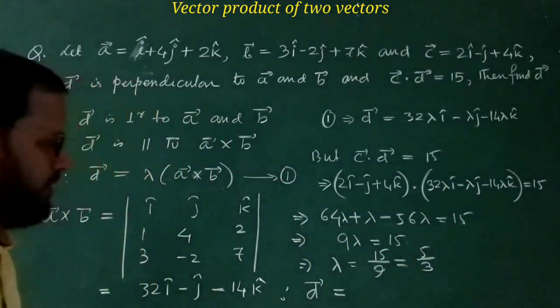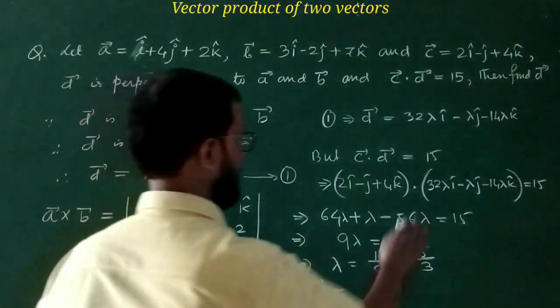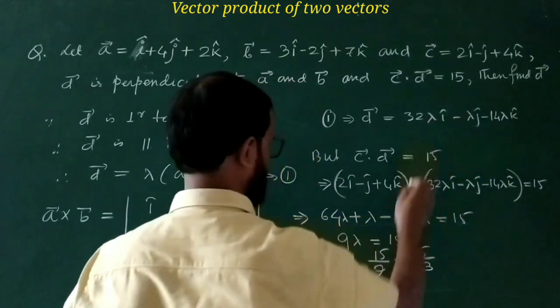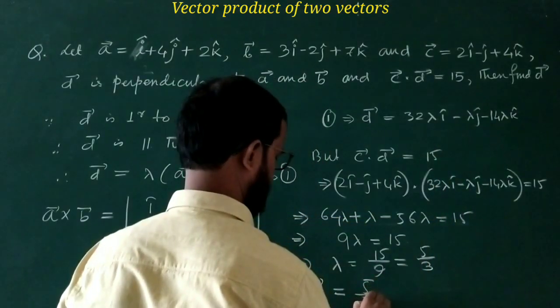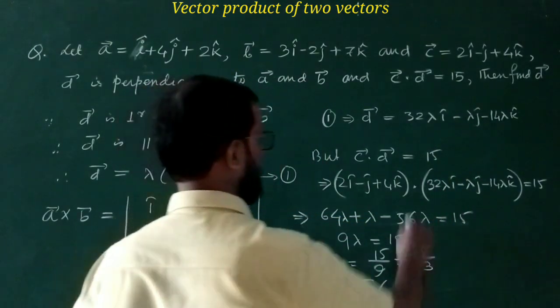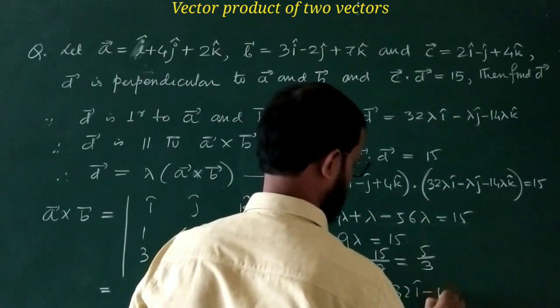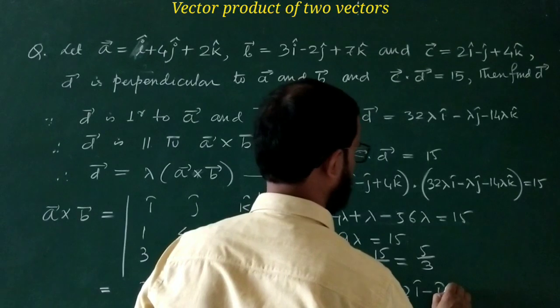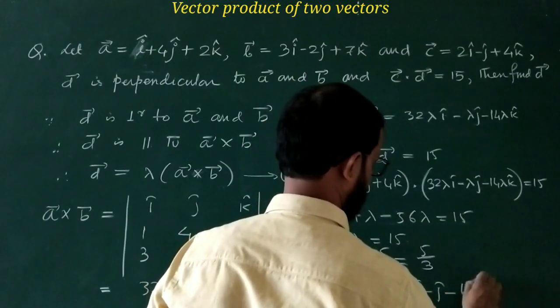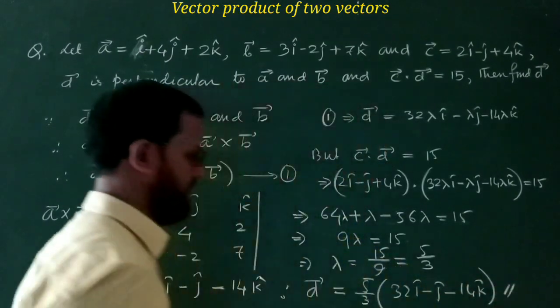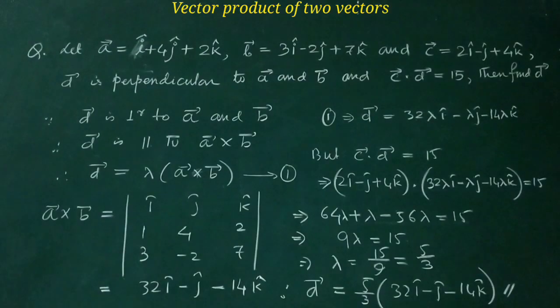लैम्डा पुट करेंगे तो क्या होगा? 5/3, और लैम्डा कॉमन ले लें, 5/3 इंटू 32 I cap, minus j cap, minus 14 k cap. Okay, this is the final answer. Okay, I hope you understand.